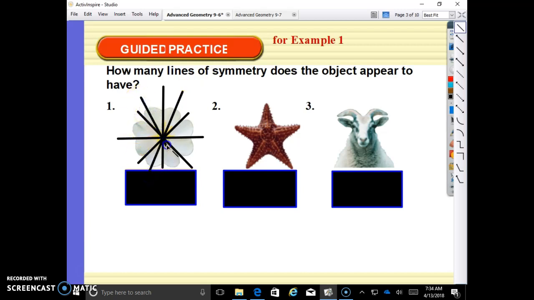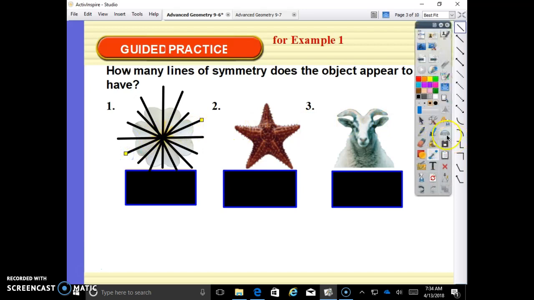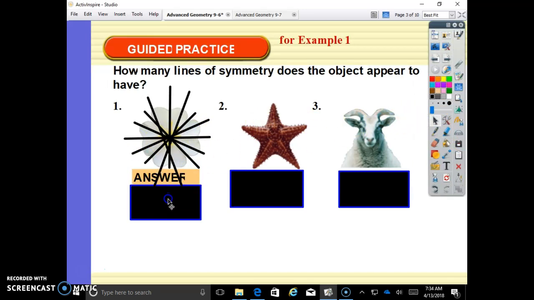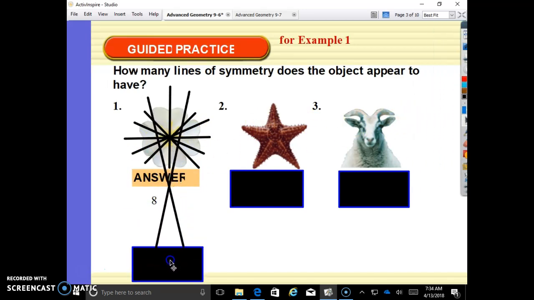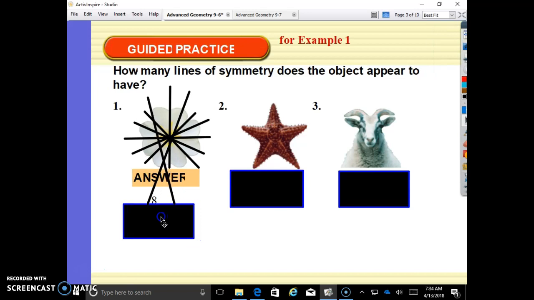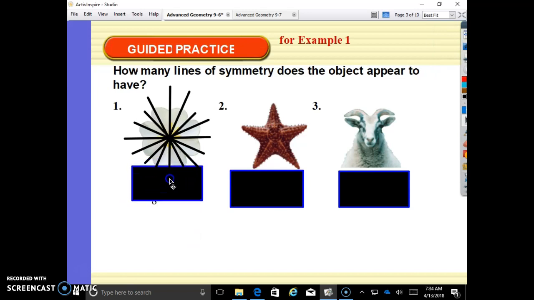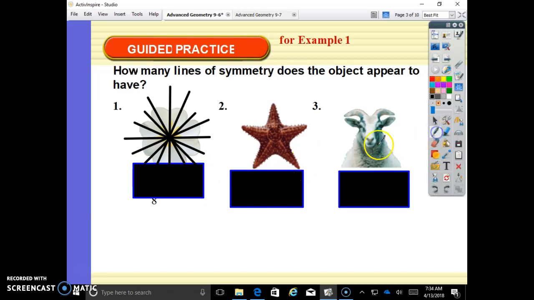5, 6, 7, 8. I'm pretty sure I had a couple of them connected. It was 8. How about on this next one?